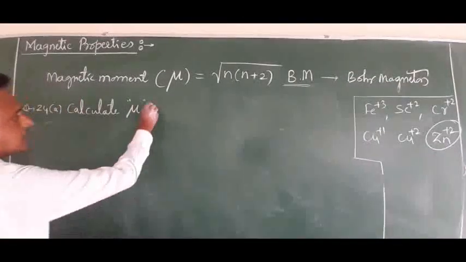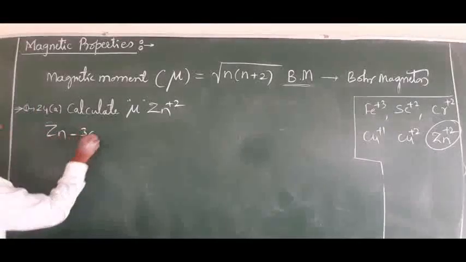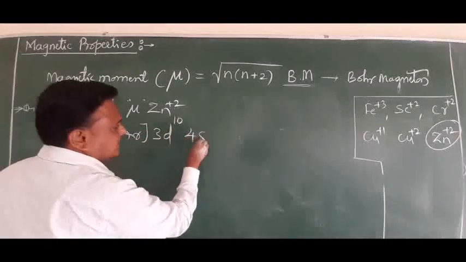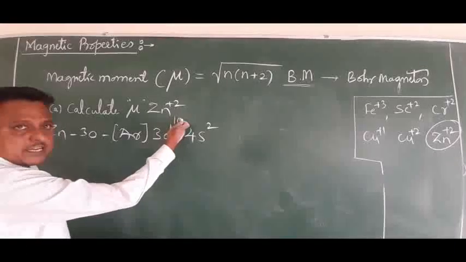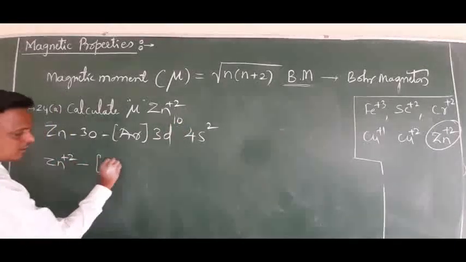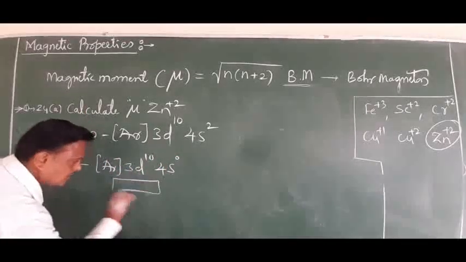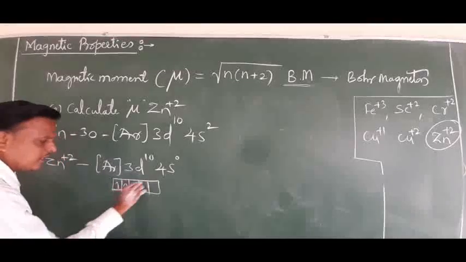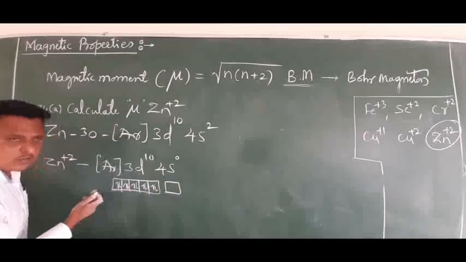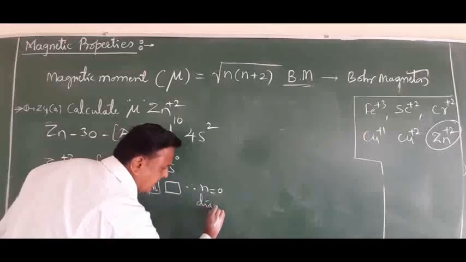You can use the calculation of Zn first. Do it fast. Zinc, argon 3d 10 and 4s 2. D orbital is 10. Directly I will use plus 2, the loss of 2 electrons. Argon 3d 10 and 4s 0. You can use a box: 1, 2, 3, 4, 5, 6, 7, 8, 9, 10. Yes, there is no unpaired electron. Therefore, n equal to 0. If n equal to 0, the compound is diamagnetic.